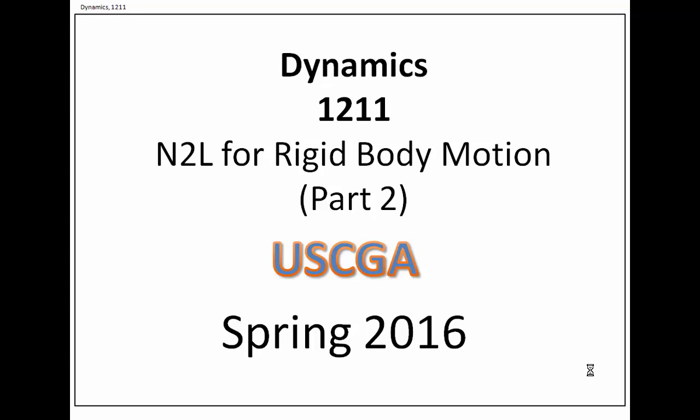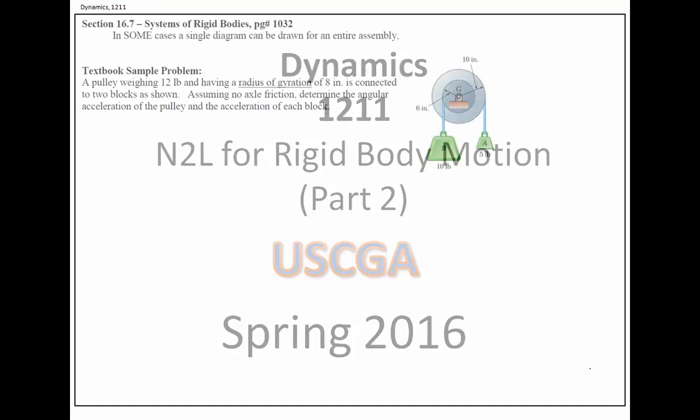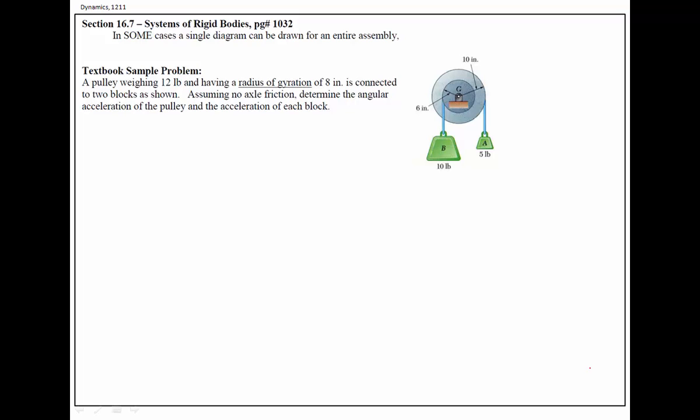All right, here's part 2 of the Newton's second law for rigid body motion. We'll do some more examples. This is an example out of Beer-Johnson. I recommend that you buy the book. But let's go ahead and go through it.